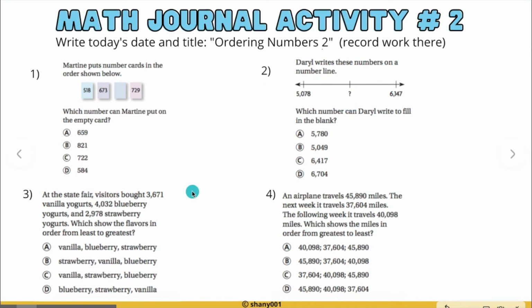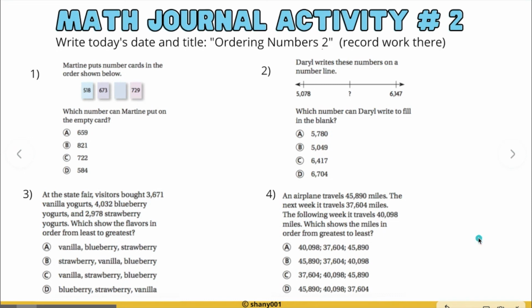Number 3. At the state fair, visitors brought 3,671 vanilla yogurts, 4,032 blueberry yogurts, and 2,978 strawberry yogurts. Which shows the flavors in order from least to greatest, smallest to biggest?